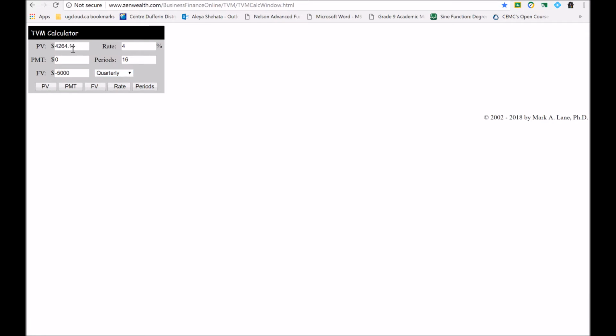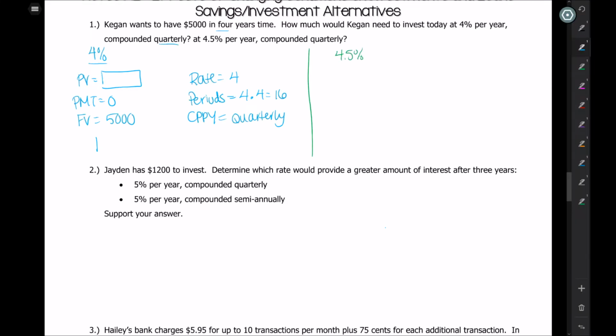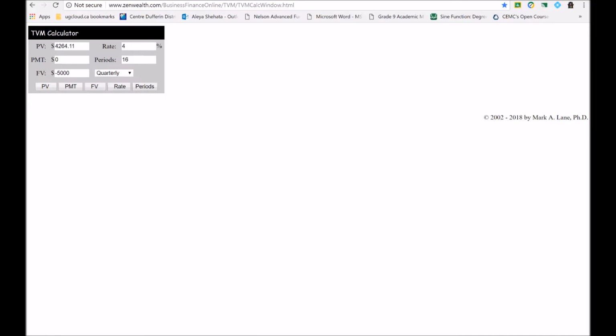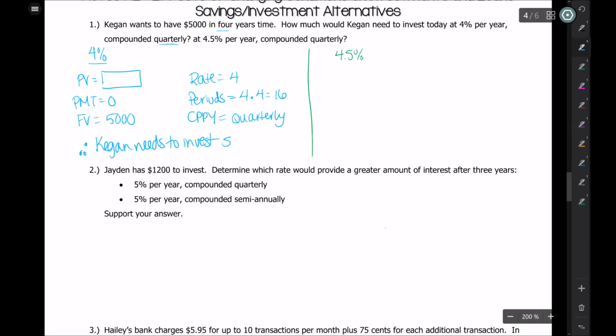So the present value is $4,264.11. We can say, therefore, Keegan needs to invest $4,264.11.